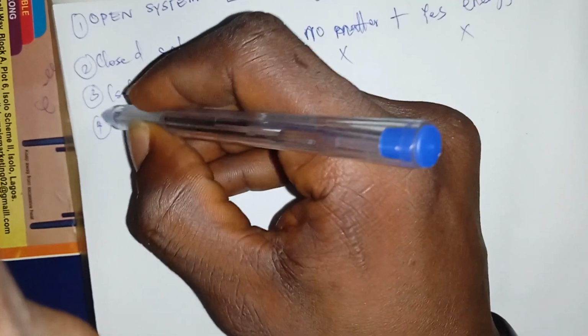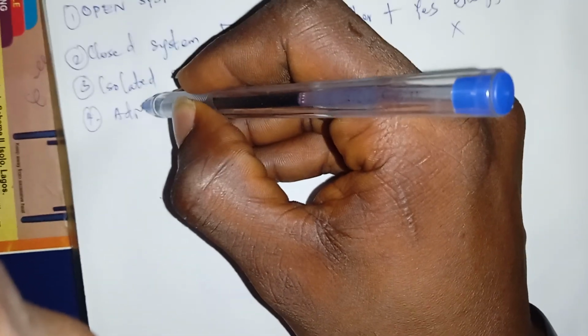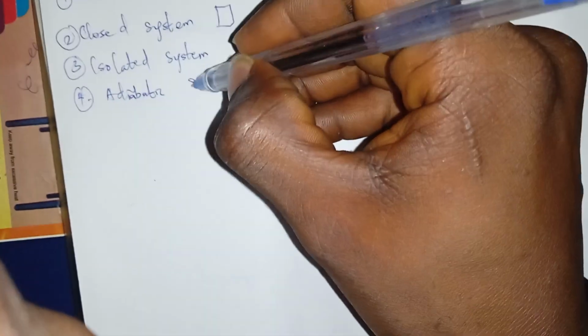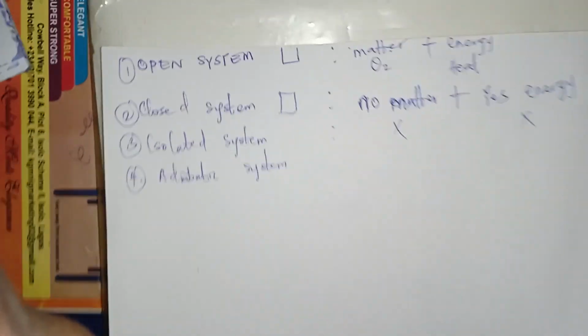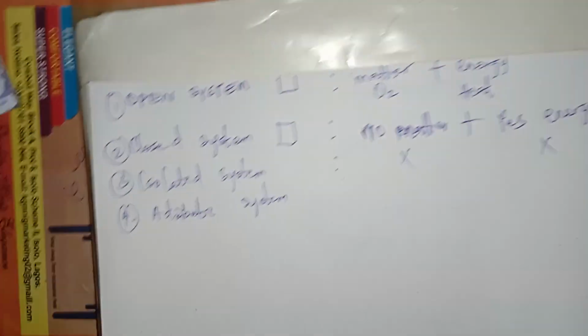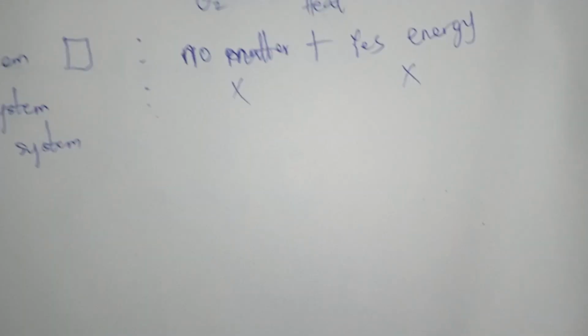Now number 4, we have an adiabatic system. Any system that cannot exchange matter and energy and cannot do work for the surrounding is called an adiabatic system.